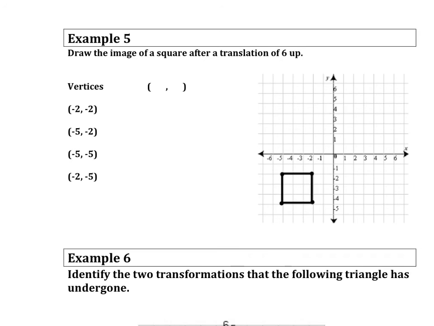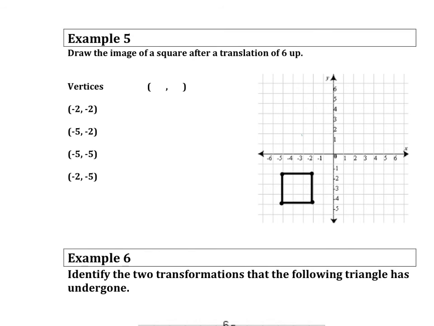We have two more we want to go through. It says draw the image of a square after a translation of 6 up. So all we're doing is moving this square up 6, okay? Now, should it change the picture? Should all of a sudden the square become a circle or some sort of other shape? No. It's still going to be the square. It's going to look identical, but just in a different spot. So we're going up 6.